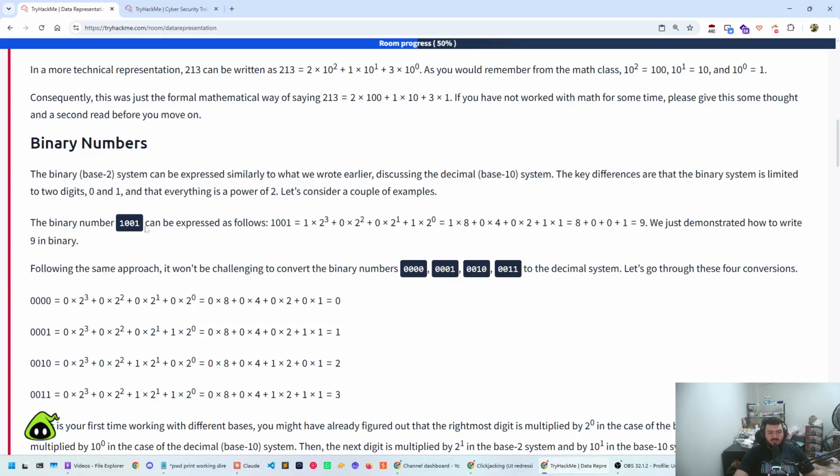The binary 1001 can be represented as follows. 1 multiplied by 2 to the power of 3.